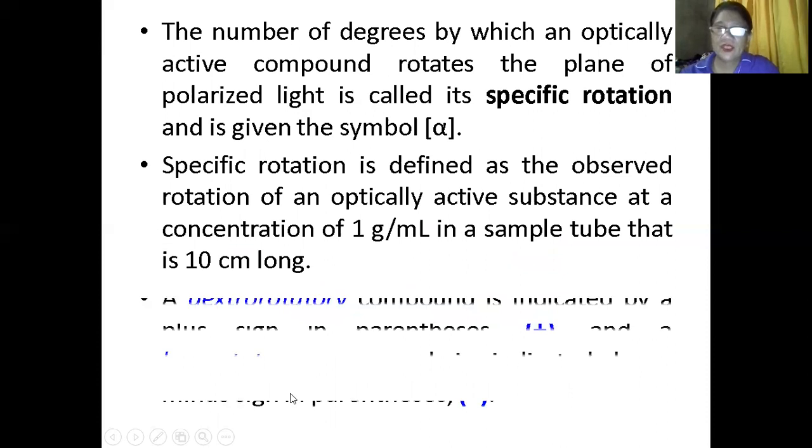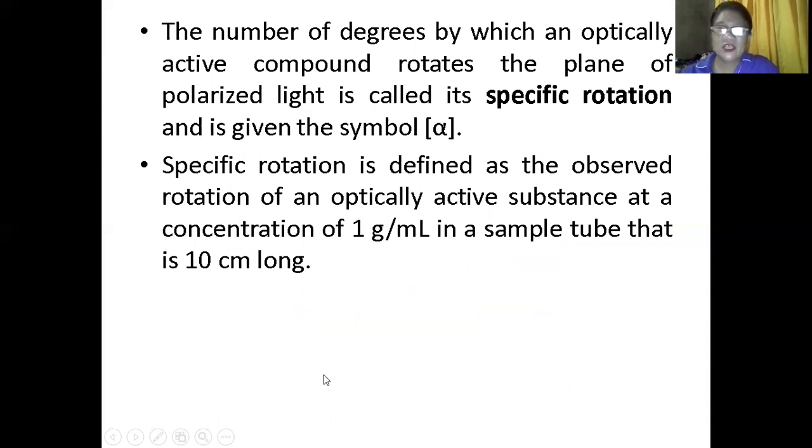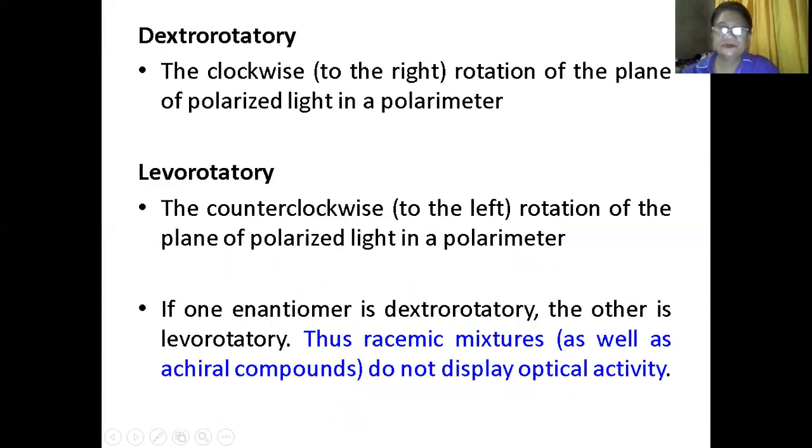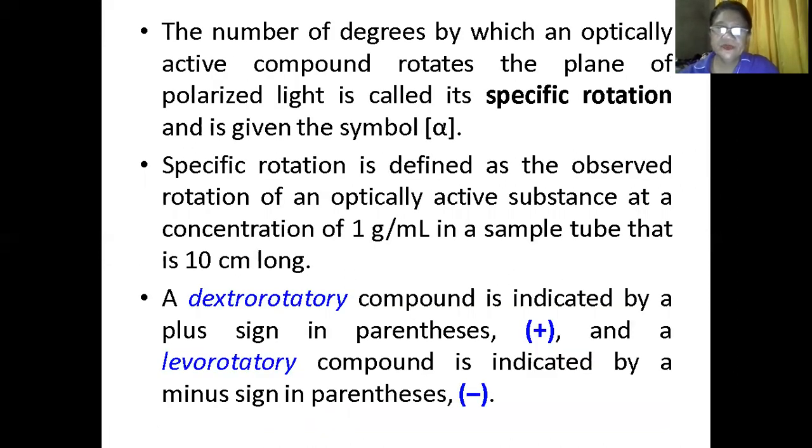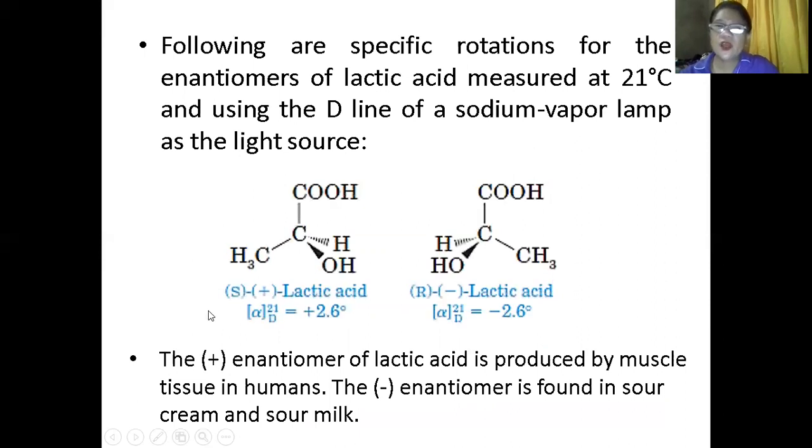To the right, it is dextrorotatory. To the left, it's levorotatory. Okay. Therefore, this one, meaning it's positive, it is to the right. It turns to the right. This one, it turns to the left.